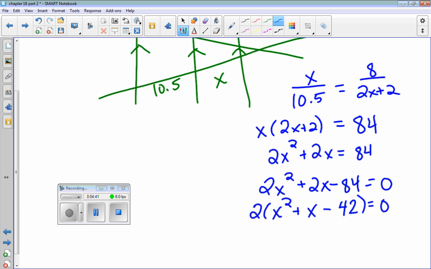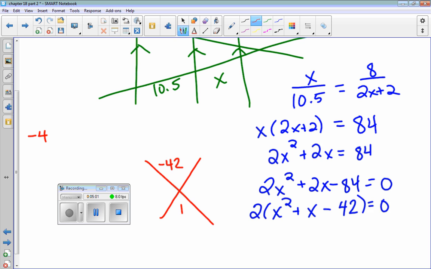All right, so I typically draw a little X here, and I say they have to multiply to be negative 42, and they have to add to be 1. And it's kind of a numbers game here. You have to kind of guess and check to figure out what numbers are going to work.